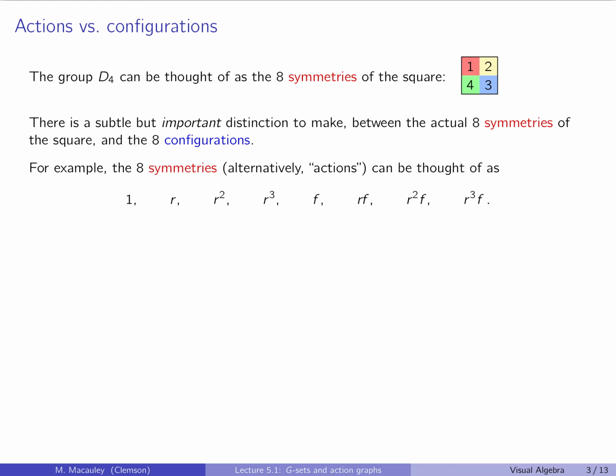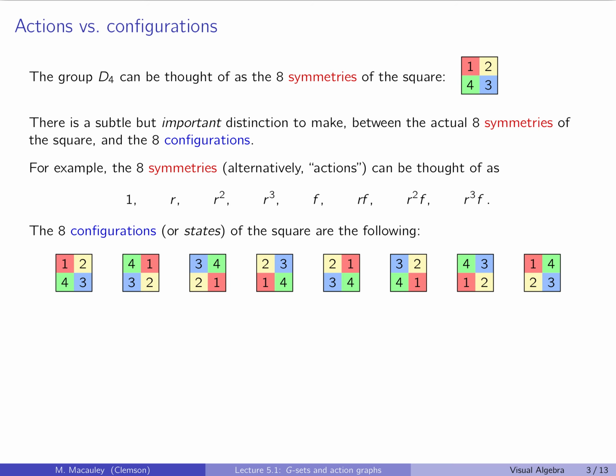For example, the 8 symmetries, which in chapter 1 we called actions, can be thought of as the following: the identity, a 90-degree rotation, a 180 rotation, 270, or any of the 4 reflections. The 8 configurations, or states of the square, are the following. It's what you get by applying these actions to one of these squares like this.